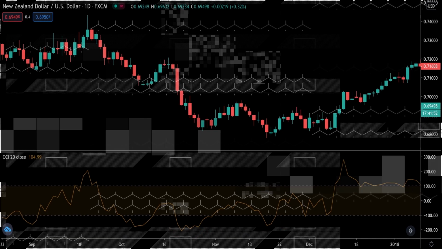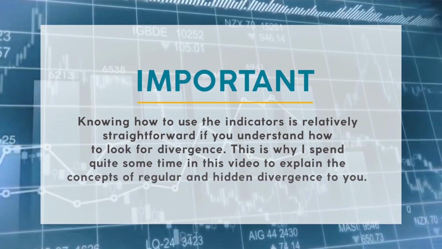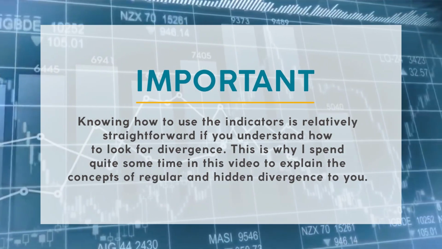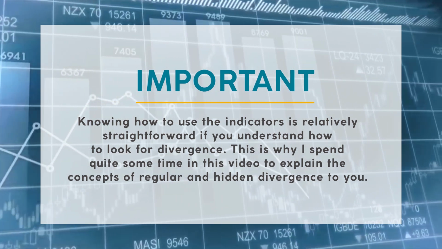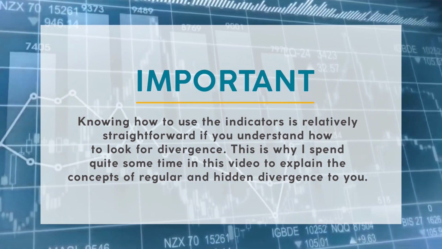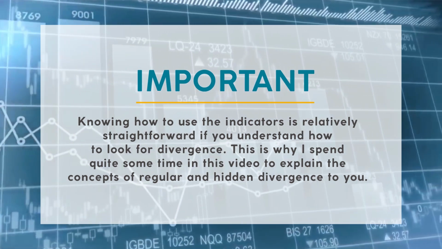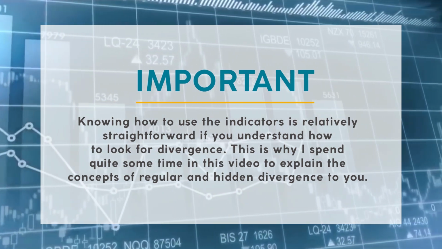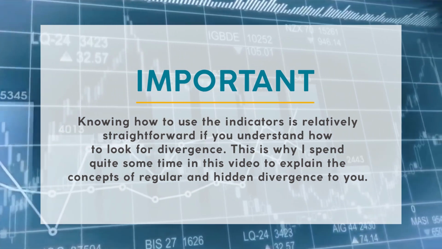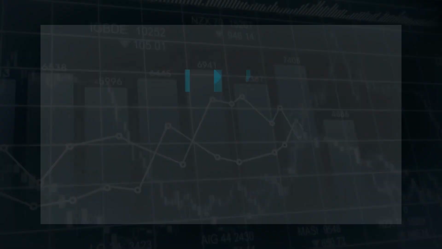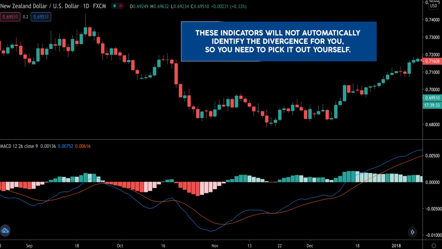As you can see, knowing how to use the indicators is relatively straightforward if you understand how to look for divergence. This is why I spent quite some time in this video to explain the concepts of regular and hidden divergence to you. If, for some reason, you only watch this portion, you should return to the start of this video and understand how to spot them. These indicators will not automatically identify the divergence for you, so you need to pick it up yourself.